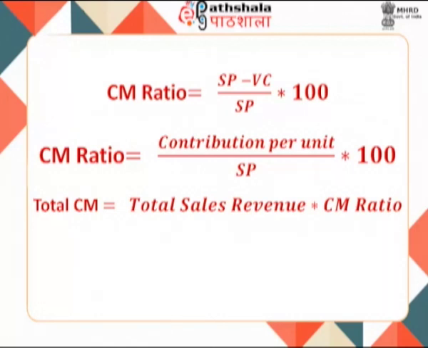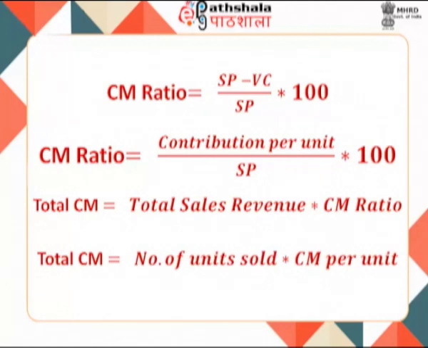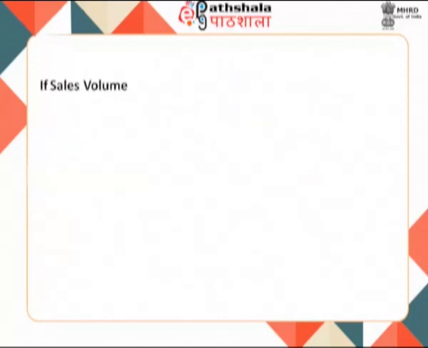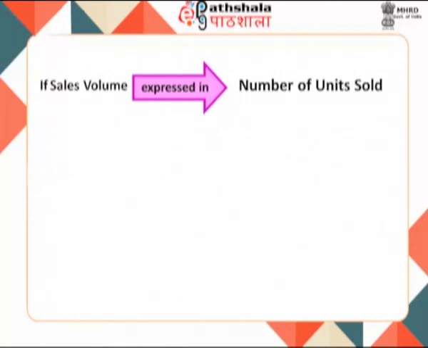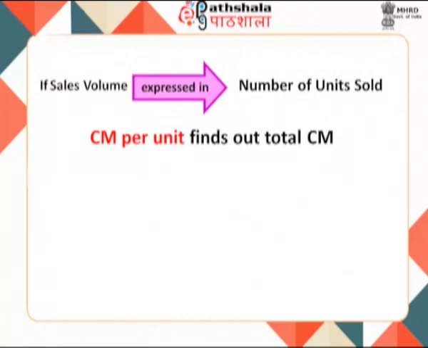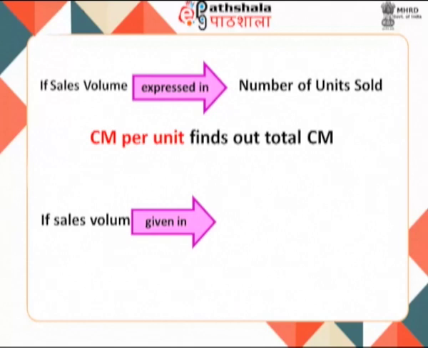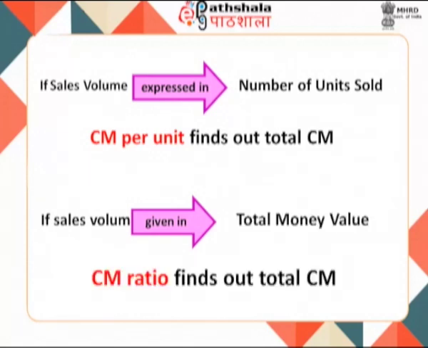Also, total contribution margin, that is total CM, is equal to number of units sold multiplied by contribution margin per unit. If the sales volume is expressed in terms of number of units sold, the contribution margin per unit is relevant to find out total contribution margin, whereas if sales volume is given in terms of total money value, then contribution margin ratio is relevant to find out the total contribution margin.